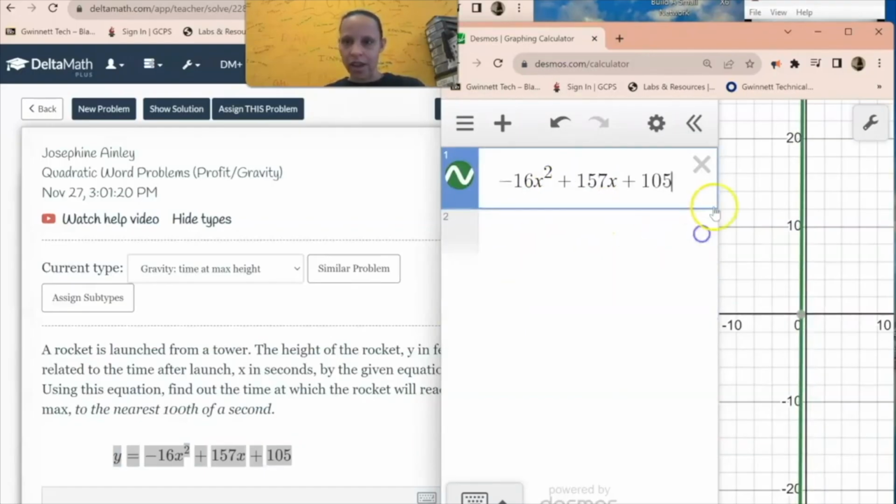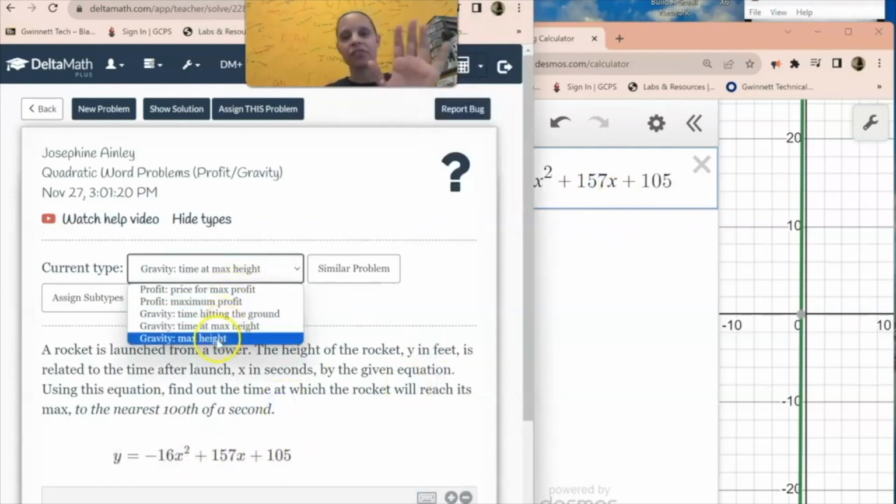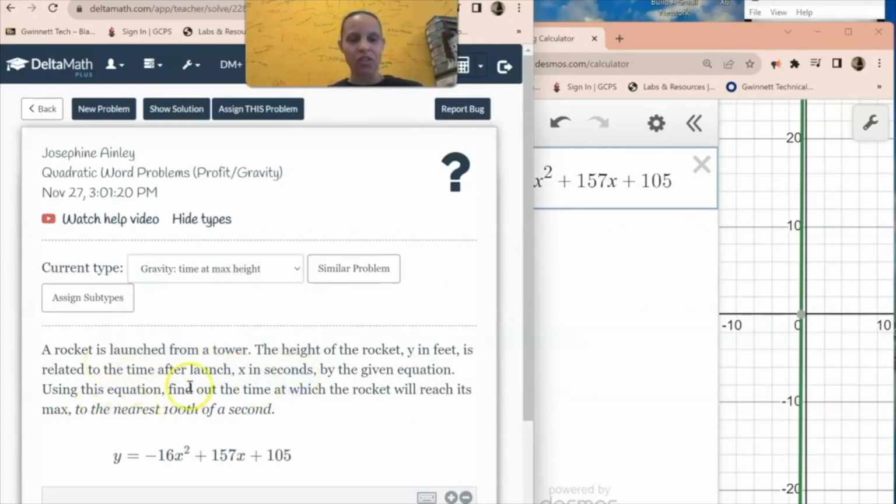All right, so now I have it copied. Make sure, again, it's copied exactly. So negative 16x squared, 157x, and then 105. Once it's copied exactly, you're good. Now there are, looks like 1, 2, 3, 4, 5 different questions that you can get. So it's about reading the question, okay? So I'll actually answer this question, then answer the other 4.